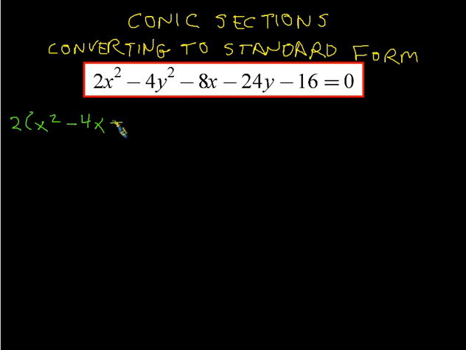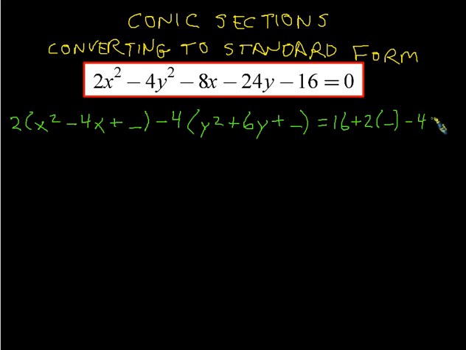And then plus, leave room for a blank. And then minus here, notice that's minus 4y squared. So we'll do minus 4 times parentheses y squared, plus 6y, because negative 4 times 6y gives negative 24y. And then we'll leave room for a blank. And then, of course, we move this negative 16 to the other side, so 16 plus 2 times blank, and minus 4 times blank.